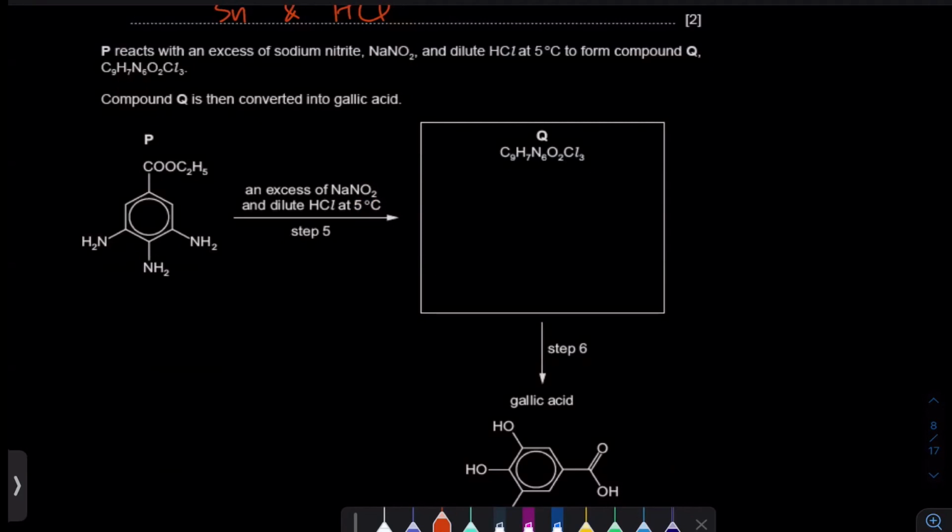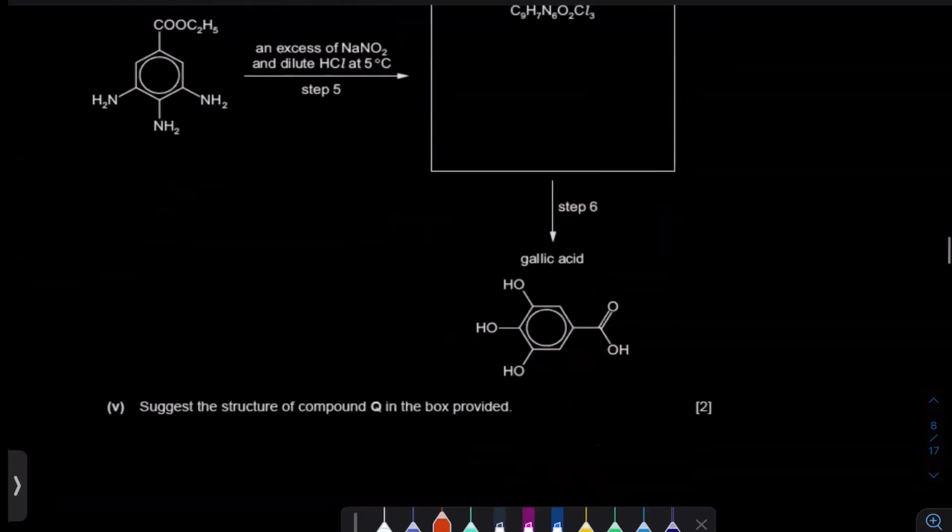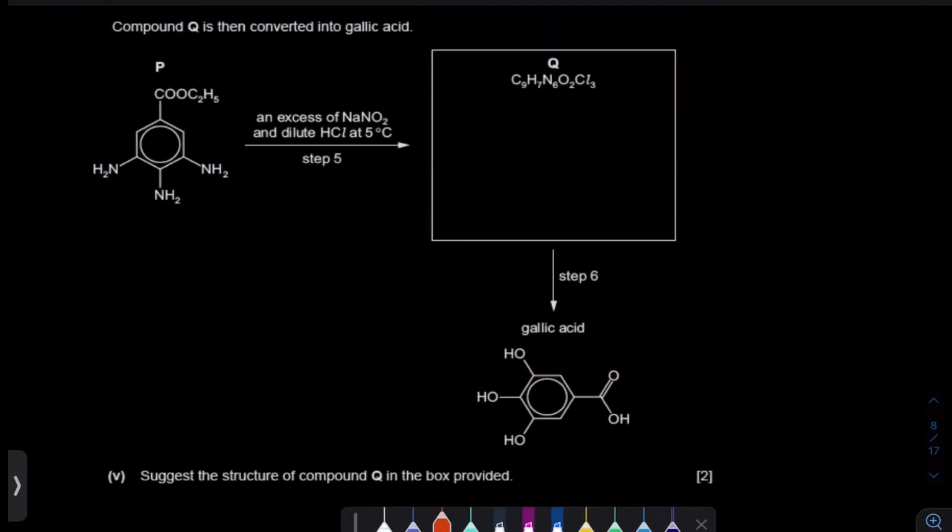Compound Q is then converted into gallic acid. Yeah, I think it may be a diazonium salt. Let's see. So what's going to happen? First of all, the NH2 groups are eventually converted to alcohol. This is breaking down, this is gone, replaced with OH. I think this will definitely be diazonium. Yes.